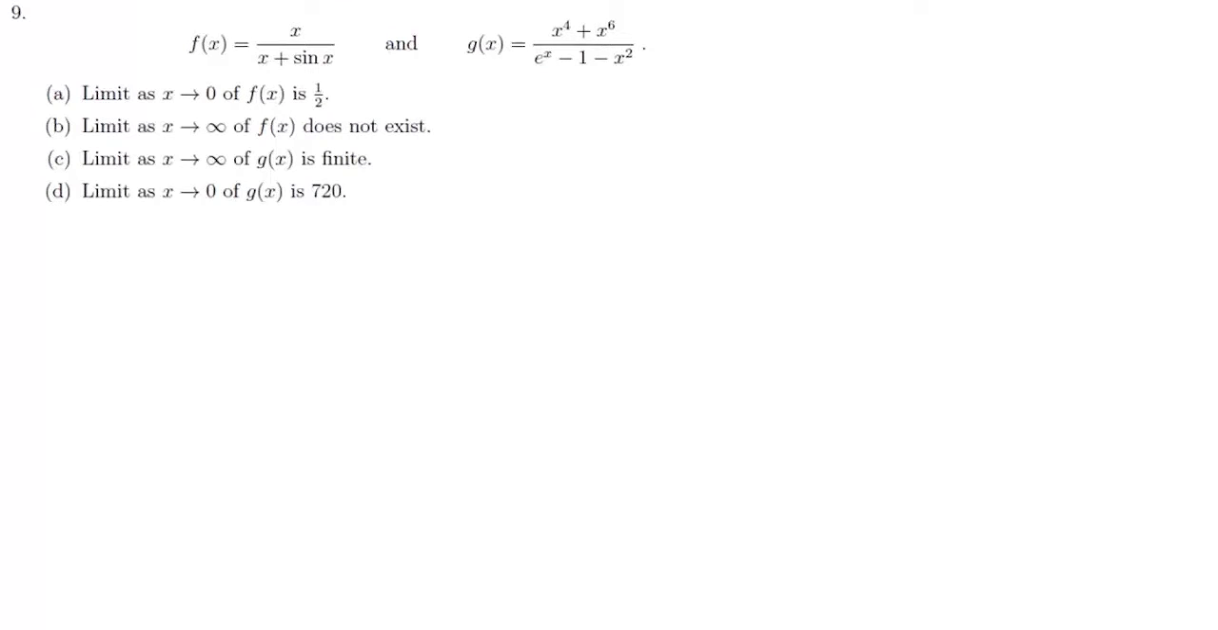Now question number 9 is, we need to find these limits. Now for this function f(x), if we take this limit x tends to 0, x upon x plus sin x, now we can write this as 1 upon 1 plus sin x upon x. Now sin x upon x is 1, so this value is 1 by 2, so this option A is correct.